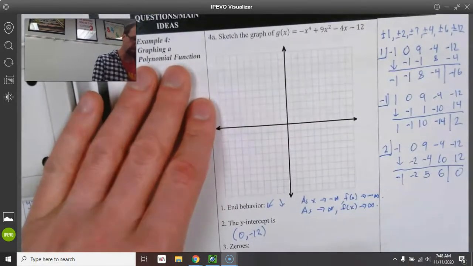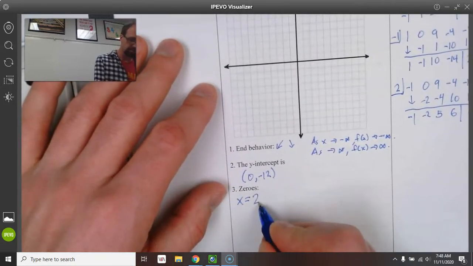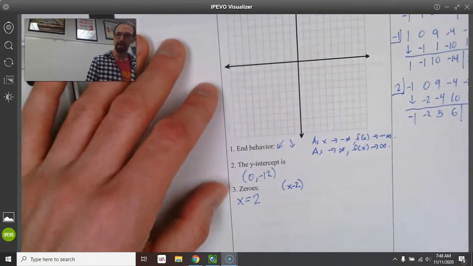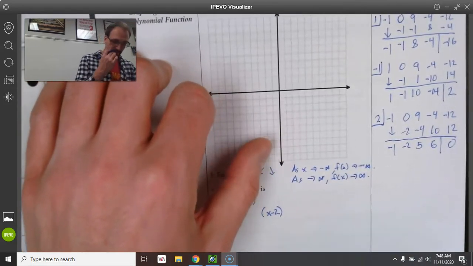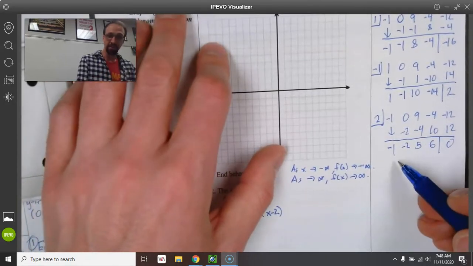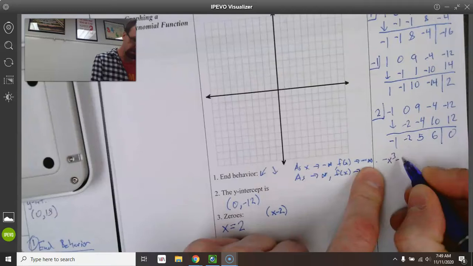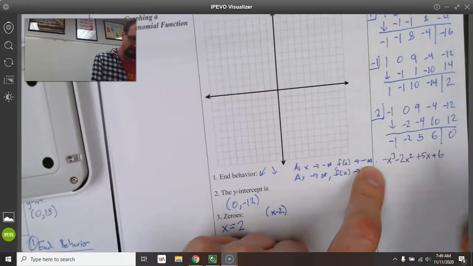So I'm just going to write in the zeros. One of my zeros is going to be 2, and I'm going to note one of my factors is x minus 2. That is just to keep everything in line. This was an x to the fourth. This brings it down to an x cubed. So this is negative x cubed minus 2x squared plus 5x plus 6.